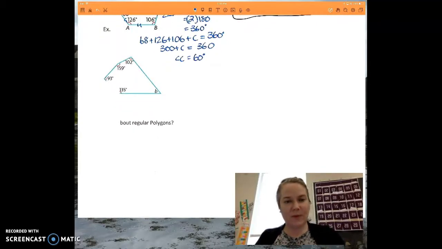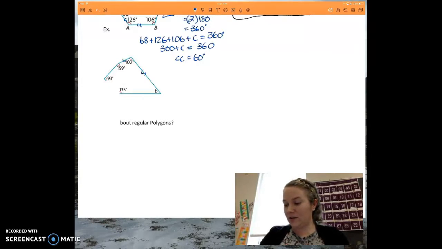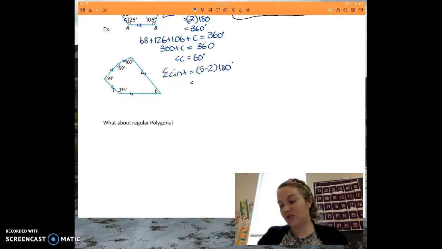Oh, it looks like part of my page is missing. So we'll go a little bit quicker because we're running out of time. So this one has 1, 2, 3, 4, 5. We know that the sum of interior angles for a 5-sided polygon is 5 minus 2 times 180, which is 540. We got that from up top.